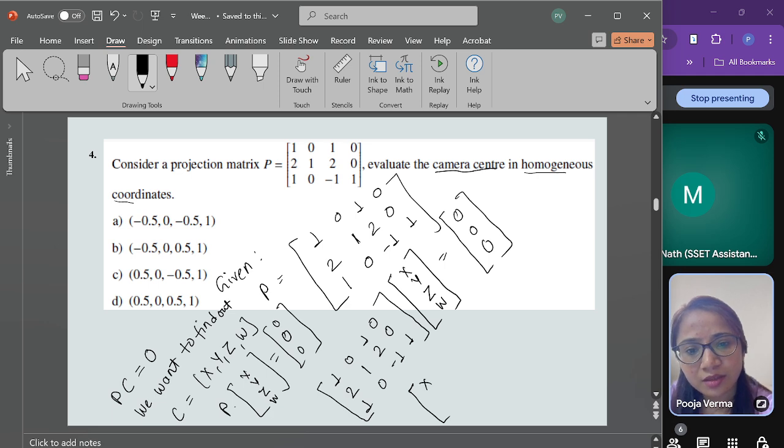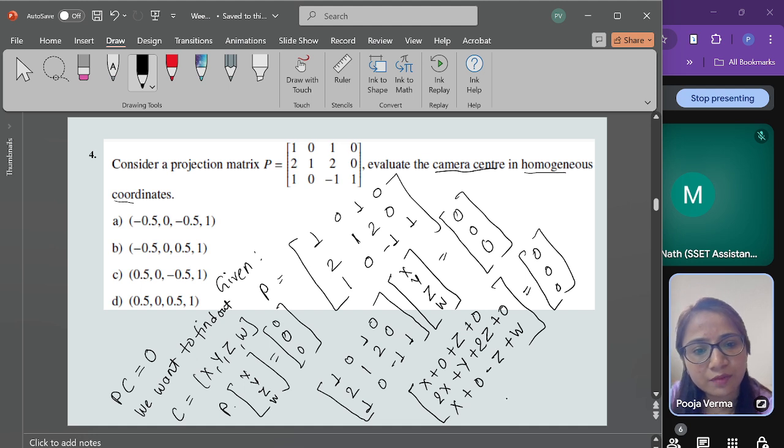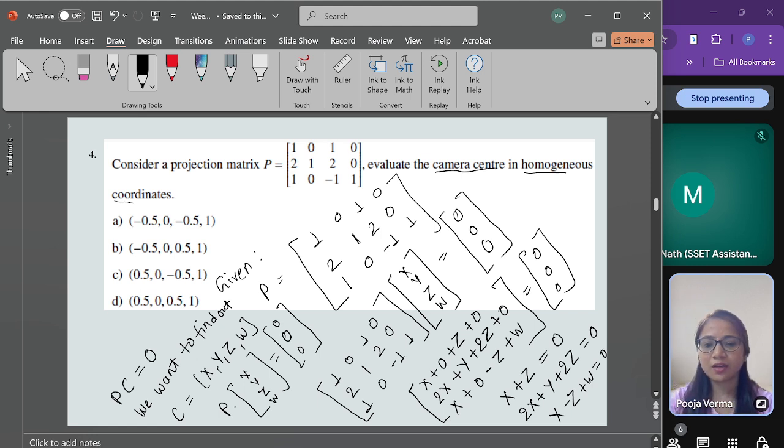First row: 1 into x, 0 into y is 0, 1 into z, and w into 0 is 0. Similarly, next row: 2 into x plus y plus 2 into z plus 0. Next: 1 into x plus 0 into y, and minus 1 into z, so minus z, plus 1 into w. So we can write it in the form of equations: x plus z is equal to 0, 2x plus y plus 2z is equal to 0, and x minus z plus w is equal to 0.